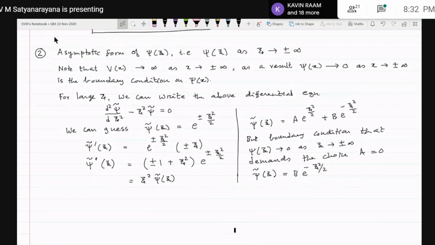So this is the asymptotic form of the solution. Now, yes. So in the very beginning, how did you guess that function? From what form did you guess that function, e to the power plus or minus xi square by 2? How do we guess? Most of the times in differential equations, you have to make some guess, right? Is there any special form for that?